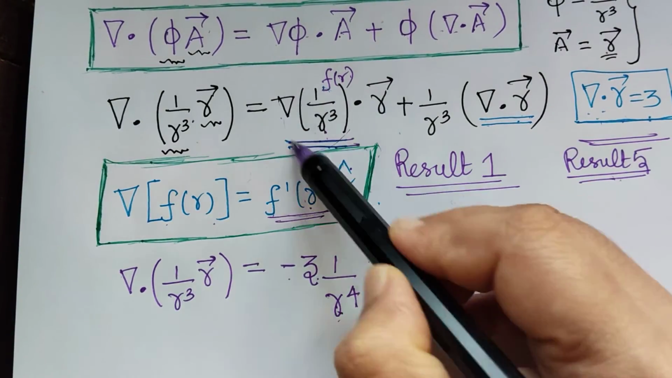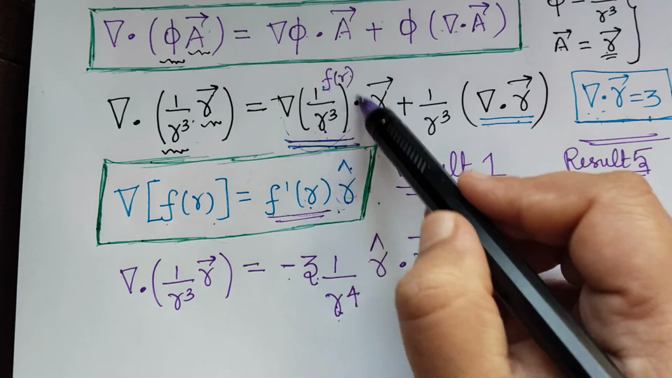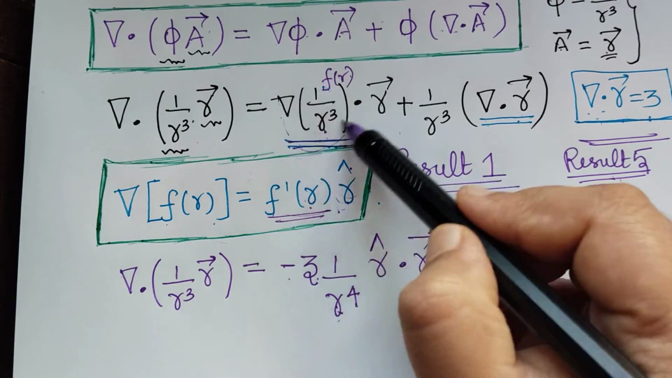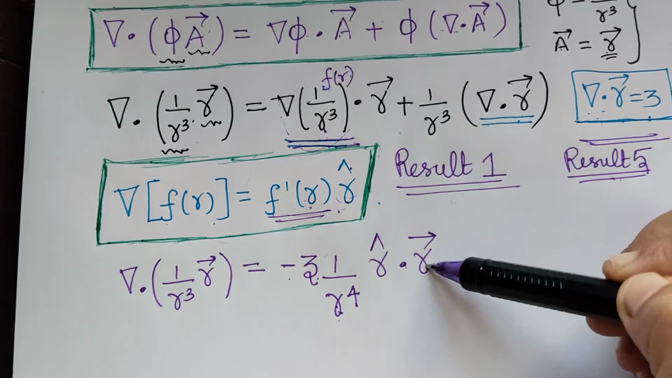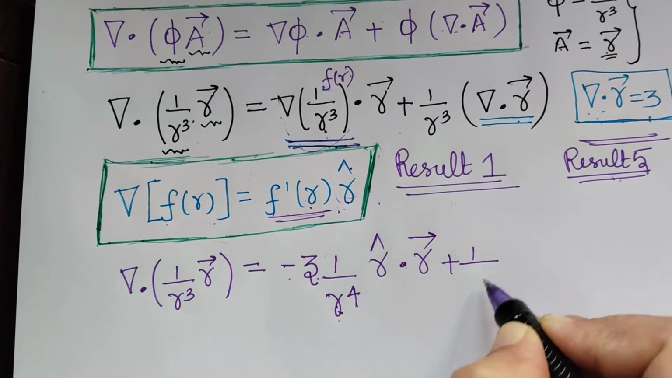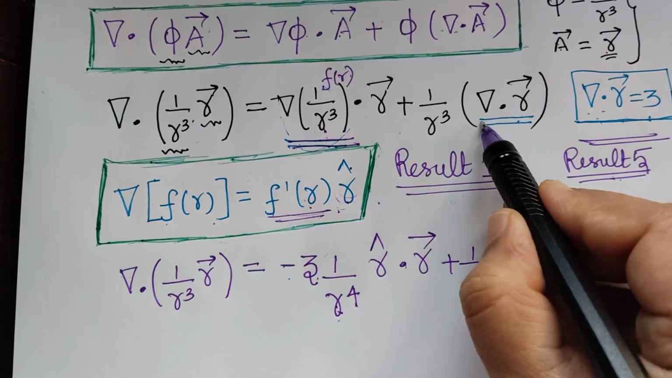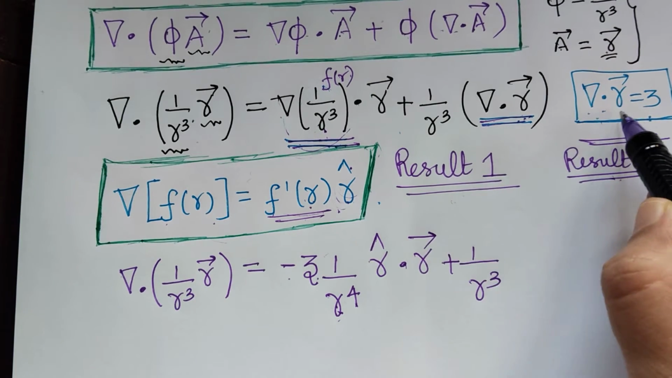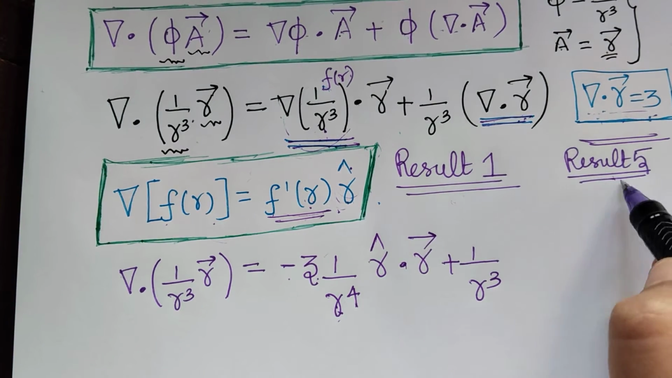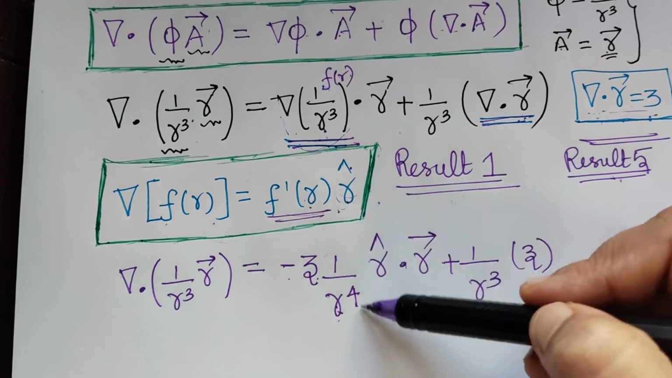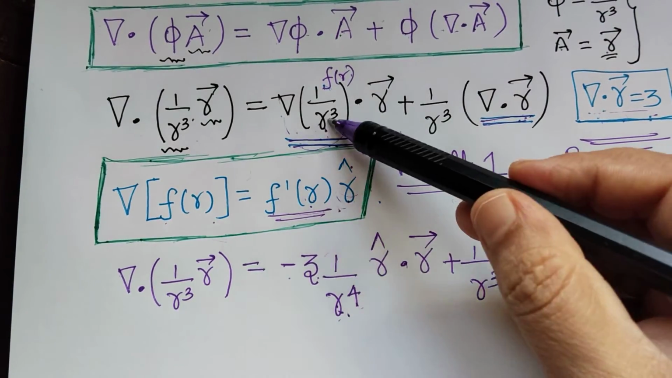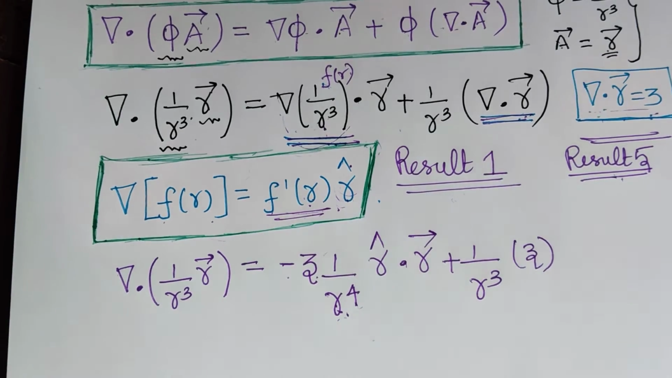So we have substituted this result here, and we have written this dot product r vector, plus 1 by r cube. And what is nabla dot r vector? We know that it is equal to 3 by result 5. So multiplied by 3. Please go through this patiently and carefully to understand it more clearly.